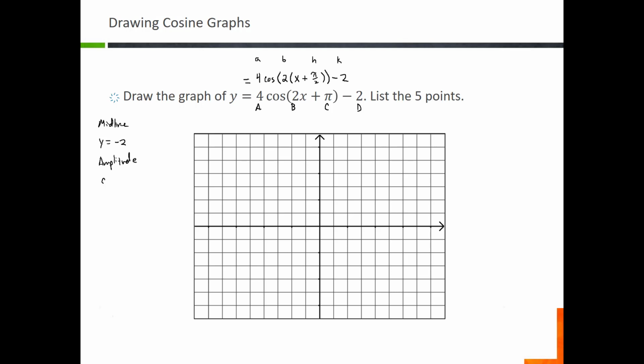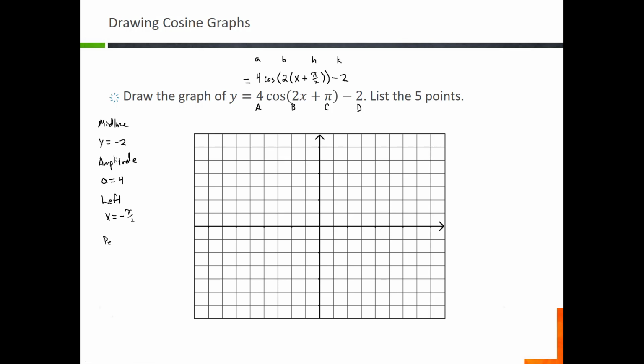The amplitude is the value of a, which in this case is a 4. We then need to find the left edge of the box, which is at x equals, it's normally x equals h. So what is h up here? If I have x plus pi over 2, remember plus means you're moving to the left, so it's actually x minus a negative pi over 2. So in this case we're starting at a negative pi over 2.